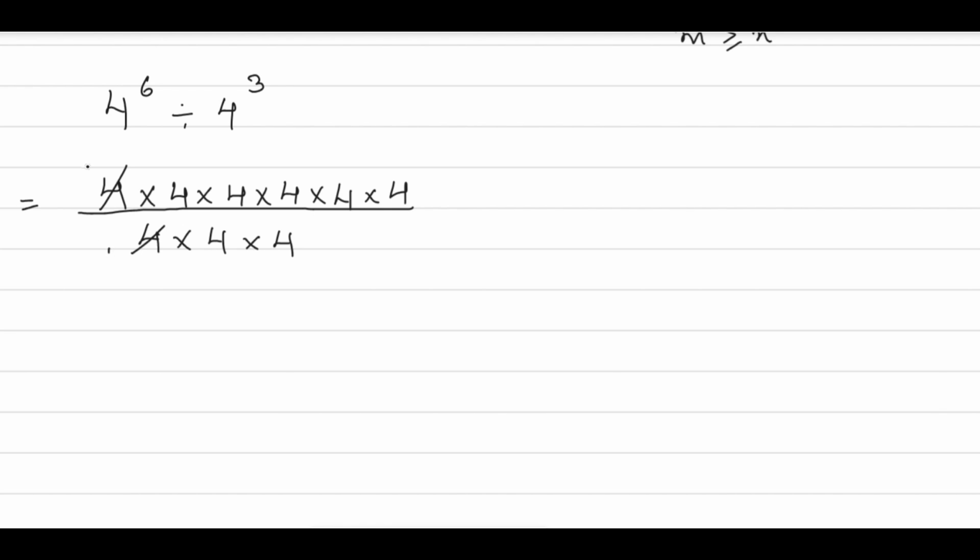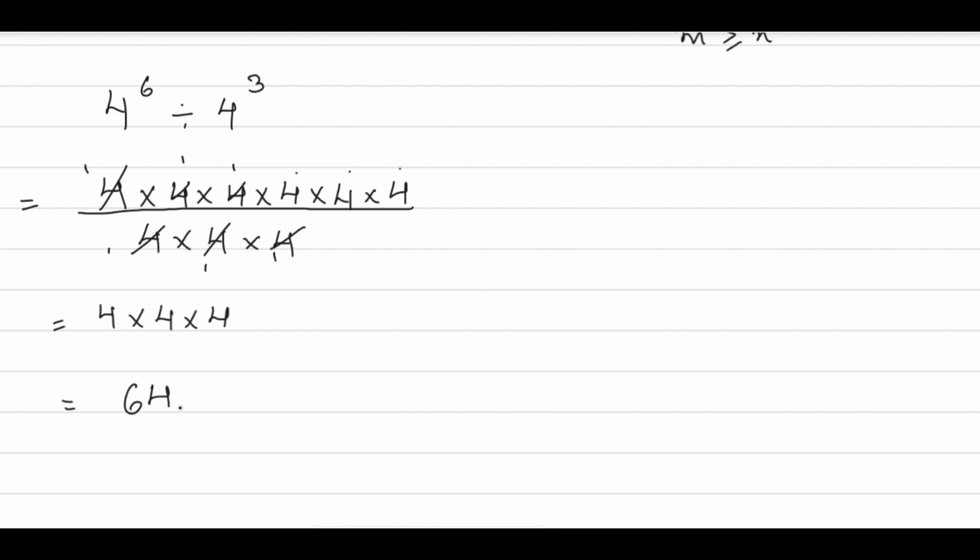4 and 4 can be simplified because 4 divided by 4 is 1. 4 divided by 4 is 1. 4 divided by 4 is 1. So I am left with these 3. So 4 times 4 times 4, and that will give me the answer as 64.